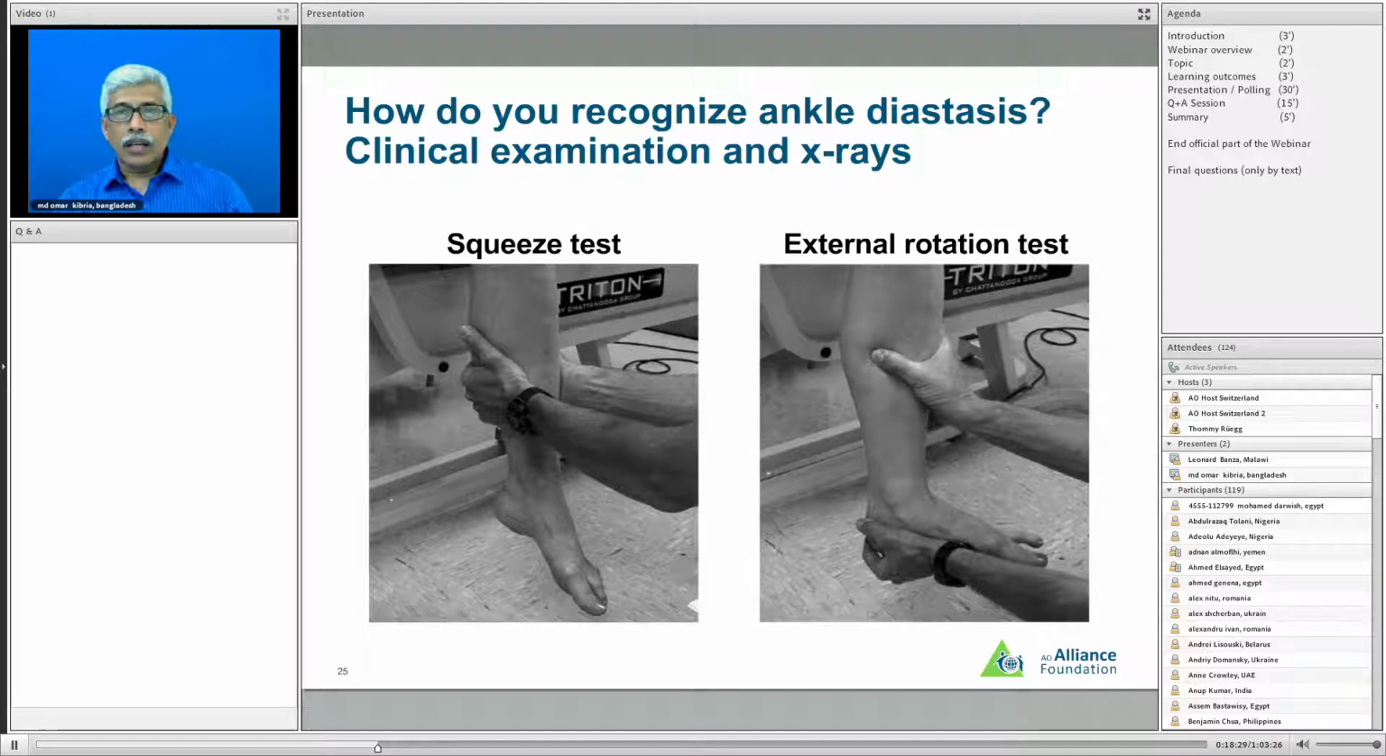There is an external rotation test. We can hold the tibia and rotate the hind foot externally. If there is pain in the syndesmotic area, you can also appreciate that there may be a rupture in the syndesmosis. So along with the X-rays, clinically also you can appreciate the diastasis, rupture of the syndesmosis.